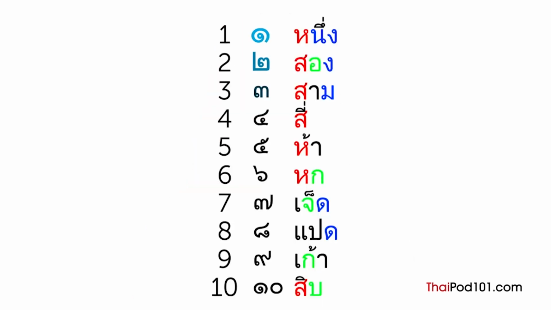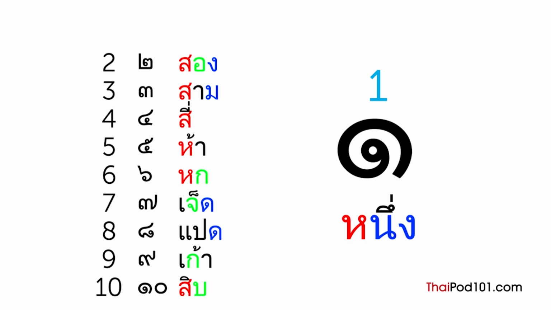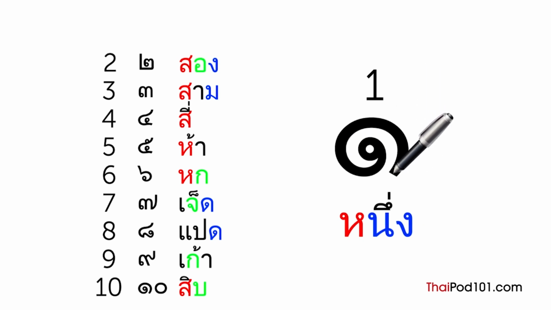The Thai script has its own style of writing numbers. The Arabic numerals used around the world are seen the most often, but on occasion you do see the Thai numerals used in Thailand, so it helps to be able to read them. Here's the number 1, which is read as 1 in Thai. It is written with a clockwise head that continues into a clockwise spiral.